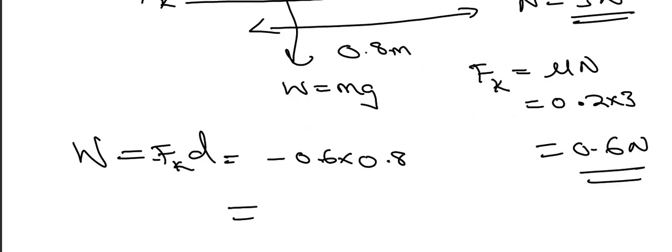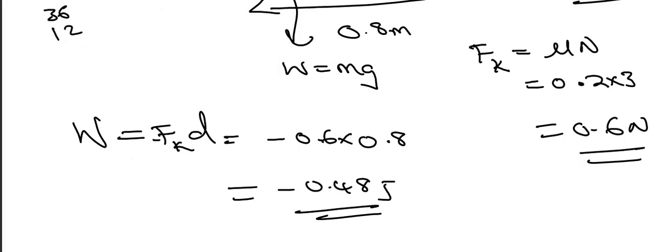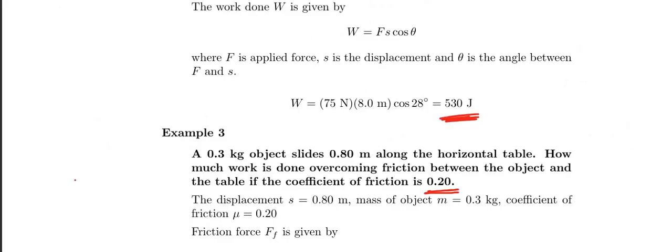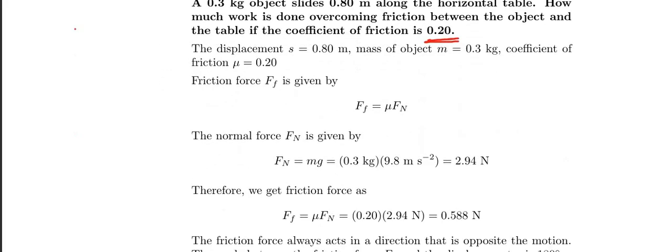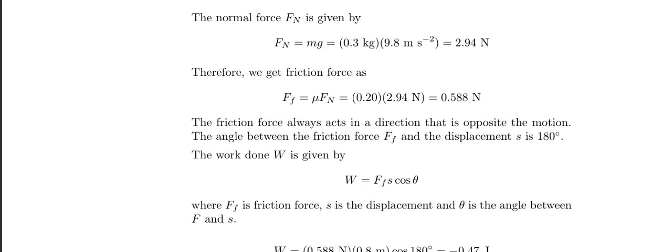So this is going to give us what? We have 36 plus this is 48, if I'm not mistaken. This is going to be 0.48 joules. That's what you should get, something close to this. So you get your friction force, then you multiply it by our distance.